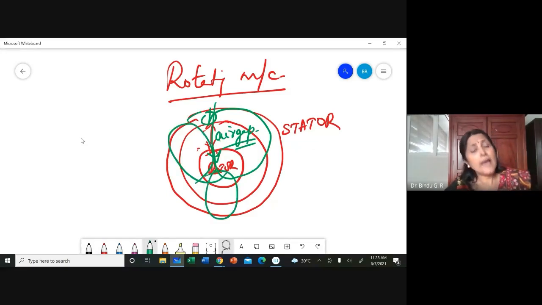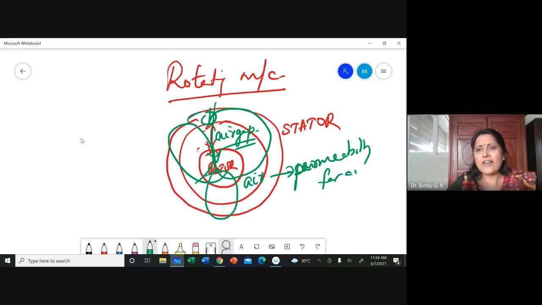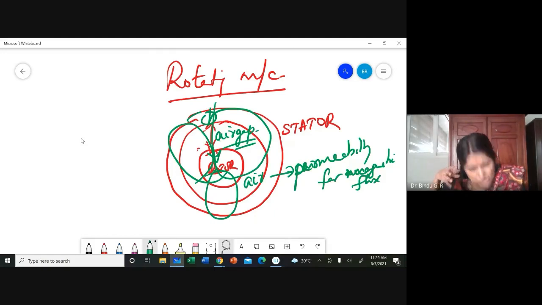How can that happen? Only if the air conducts, or air has some permeability for magnetic flux. So flux can be produced even in air, but the problem is that air is a bad conductor of magnetic flux. It is not an insulator, but a bad conductor of magnetic flux. The flux has to be pushed through the air gap.